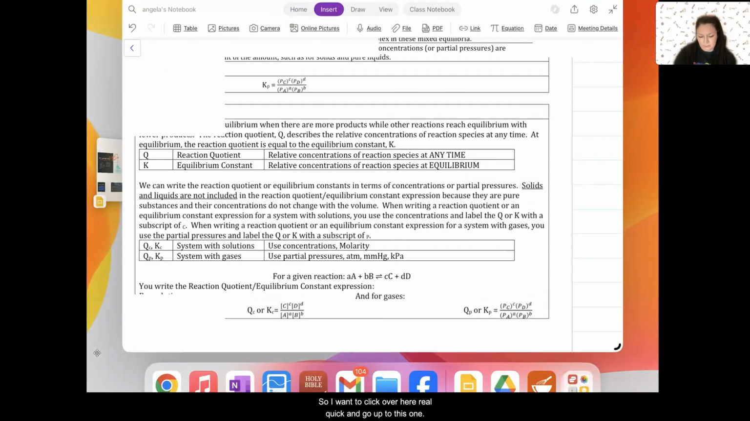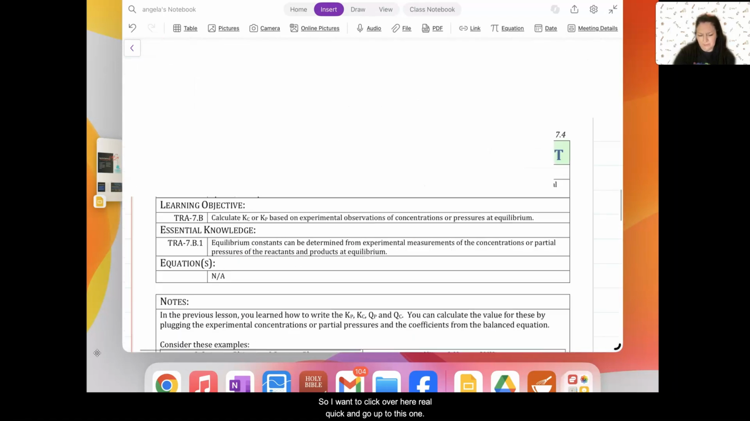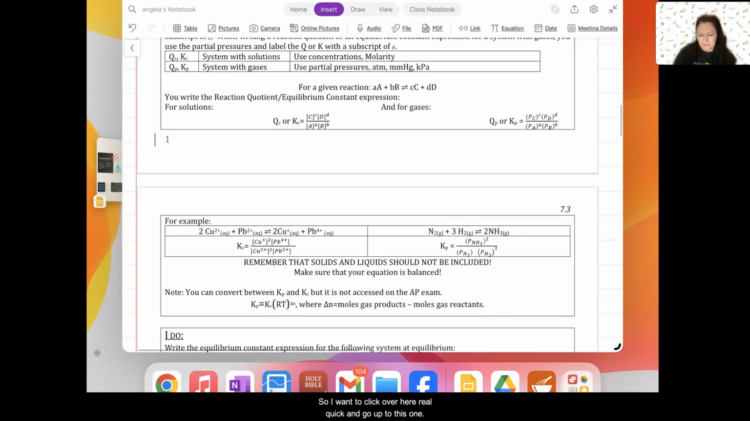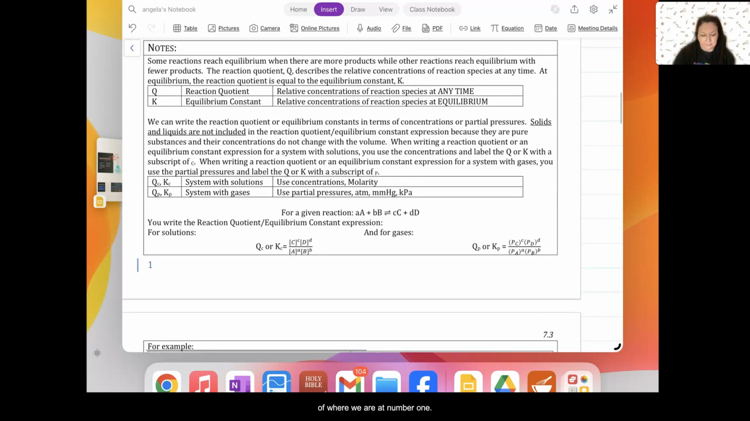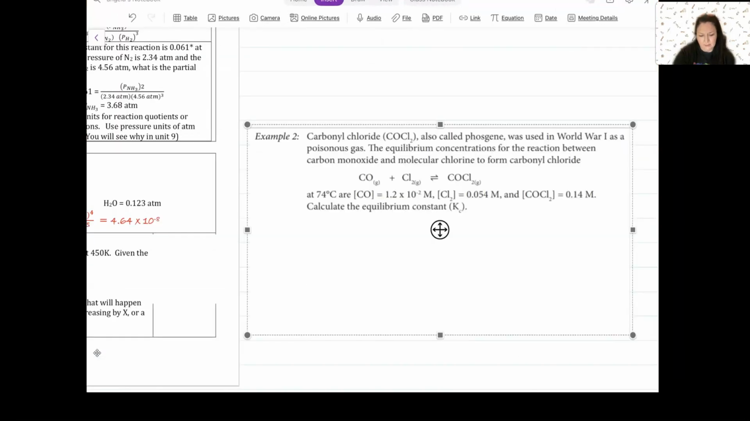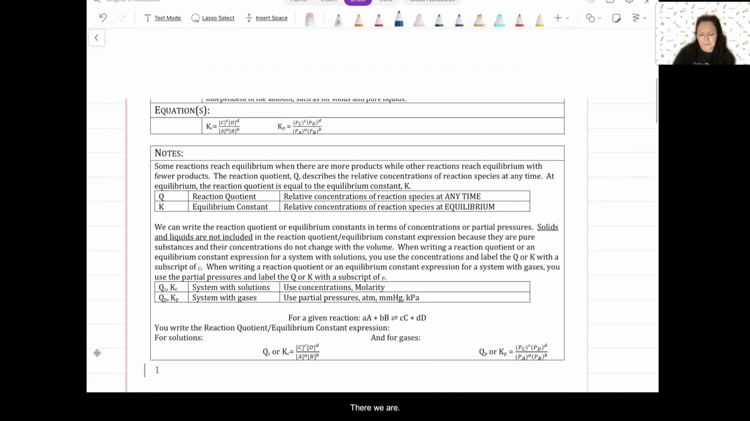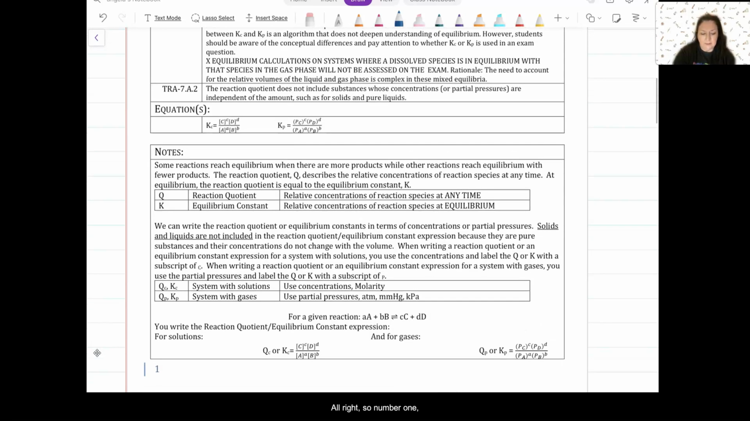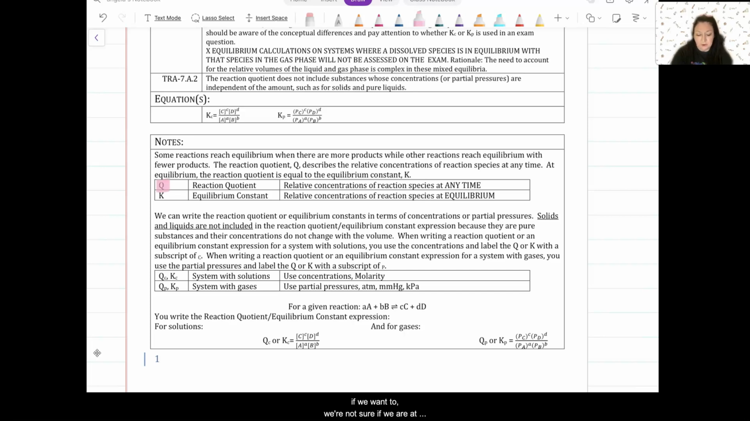So I want to click over here real quick and go up to this one. Okay, so let's just do a quick review of where we are at. Number 1, oh my goodness, it keeps going all the way down to the bottom. Here we are. All right, so number 1, if we're not sure if we are at equilibrium, or we just started or we disturbed it, then we're going to solve for the reaction quotient.